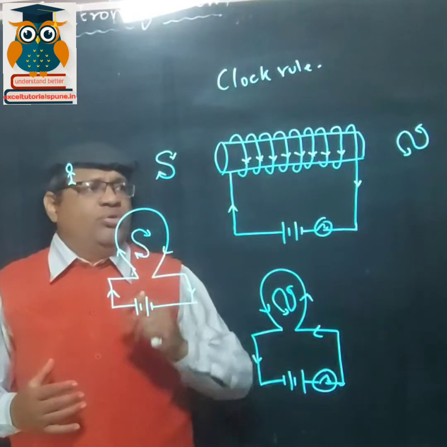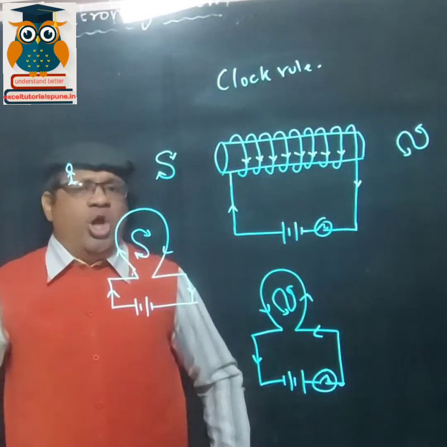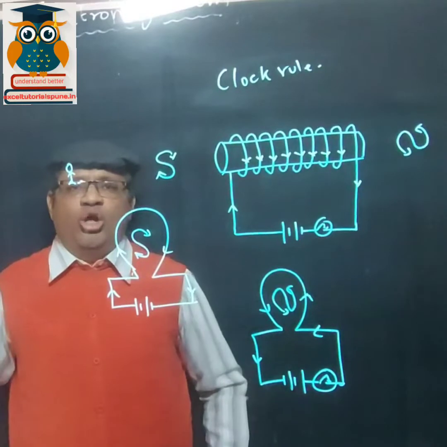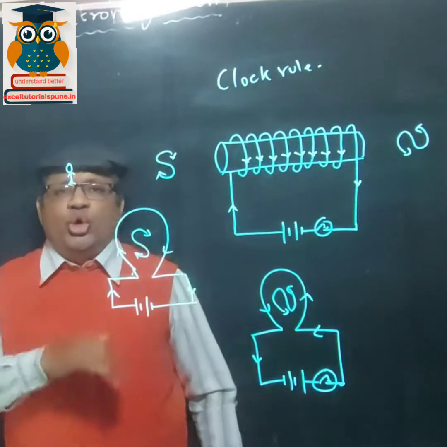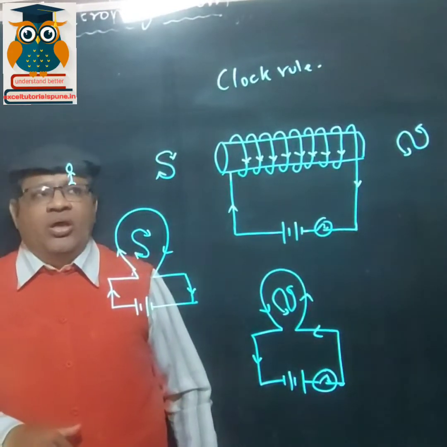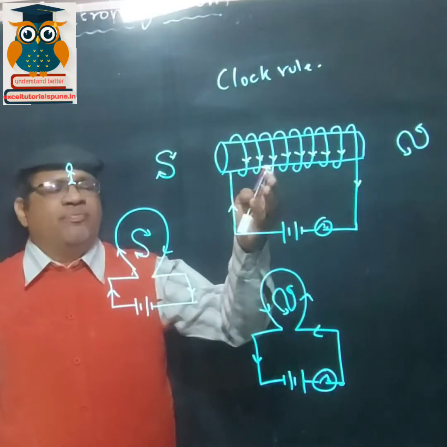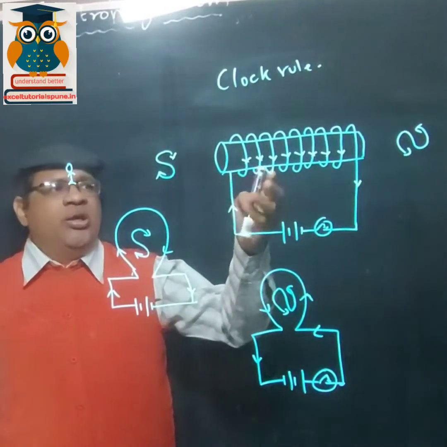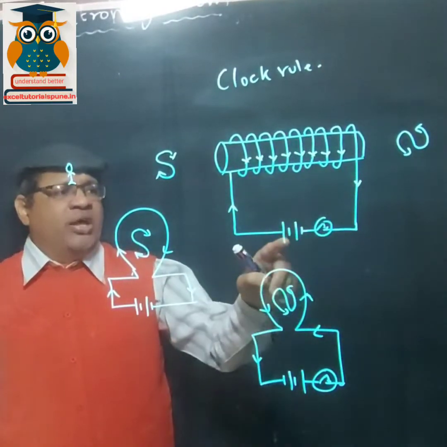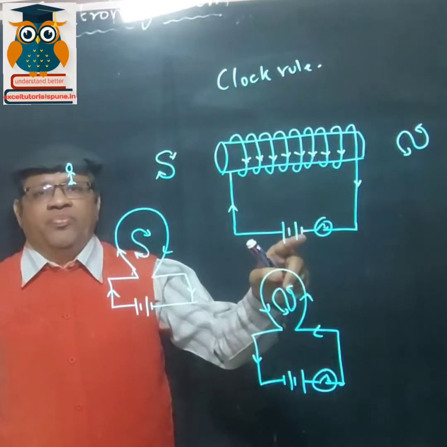Alright, so now this clock rule you all must have understood. You also understood the difference between a solenoid and an electromagnet, and how you can increase the power of the solenoid or electromagnet: by increasing the number of turns and by increasing the current.